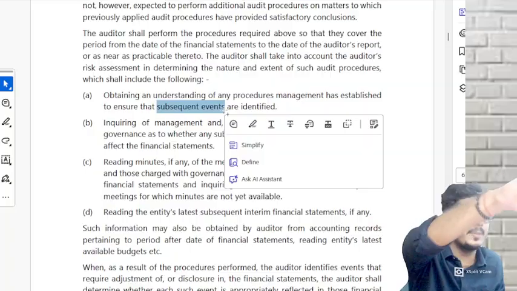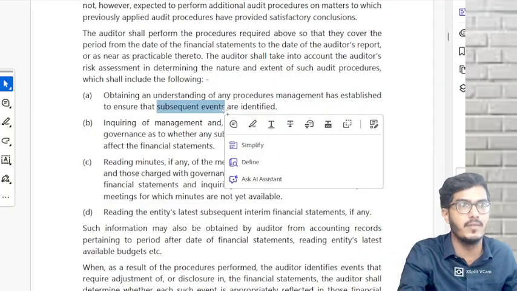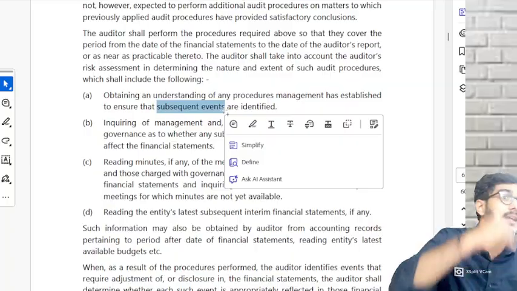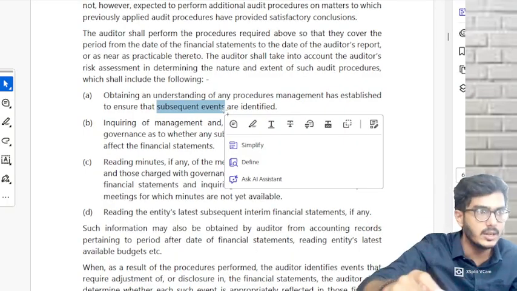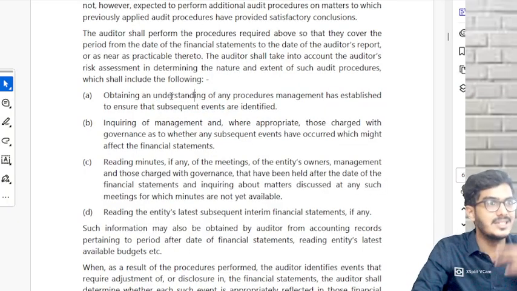Correct or not? Those people will know that on this date there was a provision for doubtful debts, and in the post balance sheet period the debtor has become insolvent. Then they have to make it a bad debt. Correct or not? So first we have to check whether management has any procedure or process to identify those subsequent events. Understood? Then what is the second procedure?